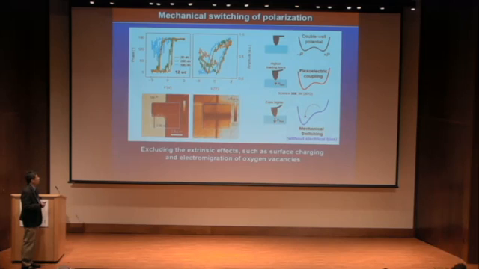And then can you write the domains? You have a 12 unit cell one. When you increase the force, from 12 to 100 nanometers, you can see that there is a change of the written domains. So we can see these features, excluding extrinsic effects, surface charging, and electromigration of oxygen vacancies.